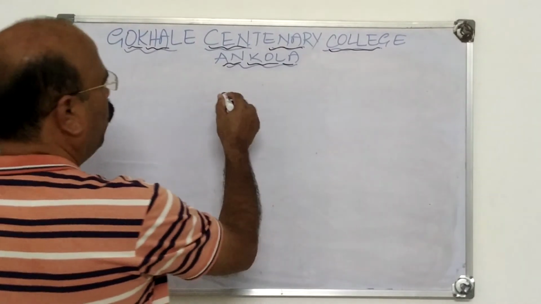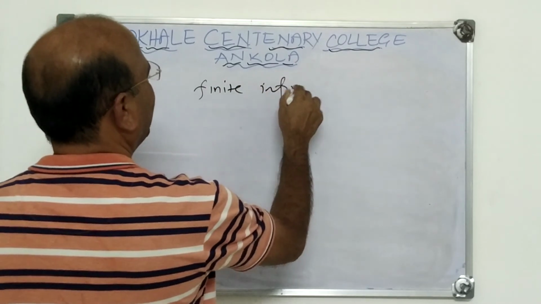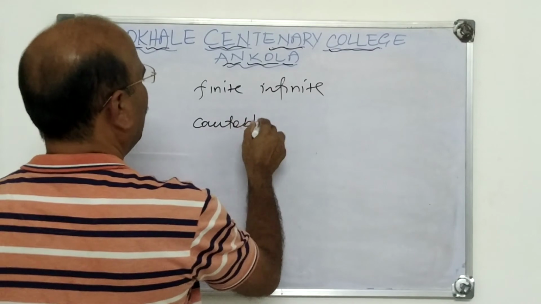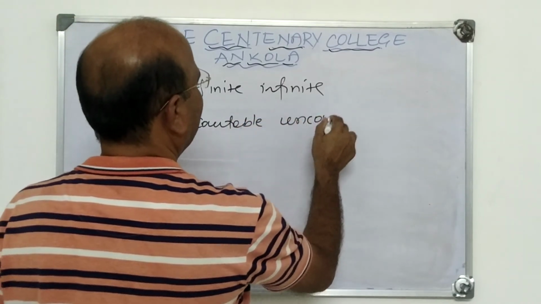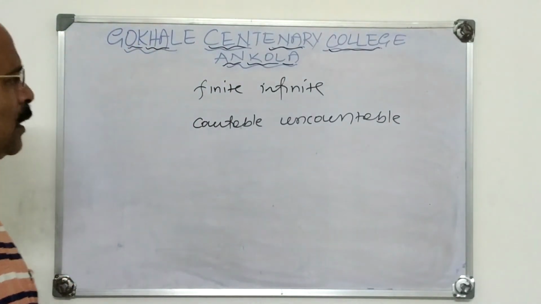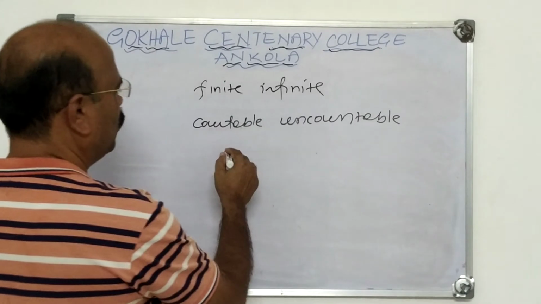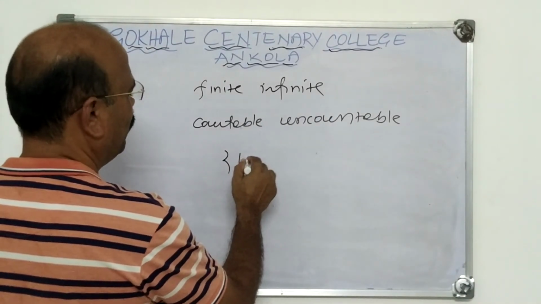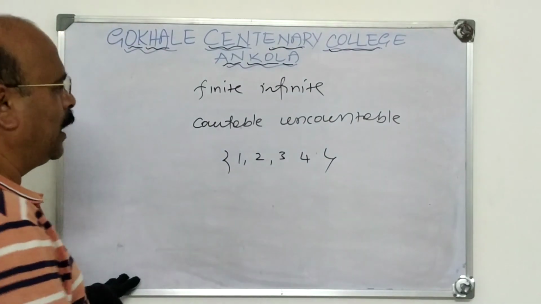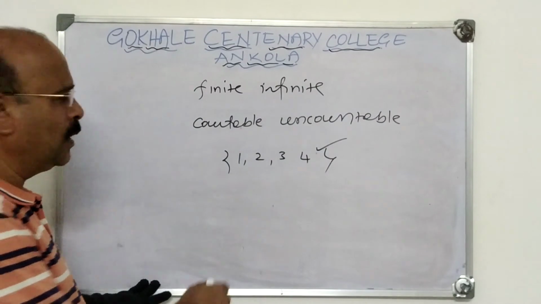Now, finite and infinite is over. Next is countable and uncountable sets. A very important, interesting concept. What do you mean by a countable set? Countable means I write 1, 2, 3, 4. It is countable. I say that it is countably finite.